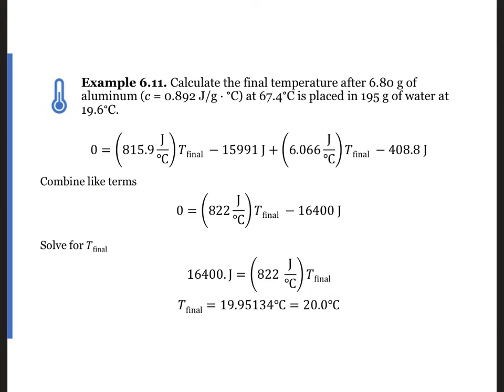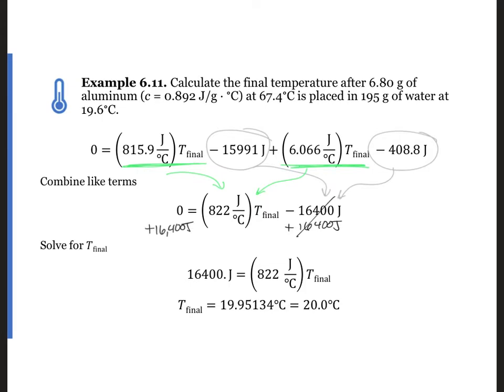Next, we combine like terms, which gives us 822 joules per degree Celsius, rounded to 3 sig figs, and 16,400 joules, rounded to 3 sig figs. Solving for T final means we need to divide both sides by 822 joules per degree Celsius, giving us 19.95134 degrees Celsius, which, rounded to 3 significant figures, is 20.0 degrees Celsius.